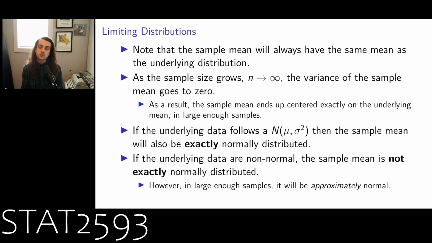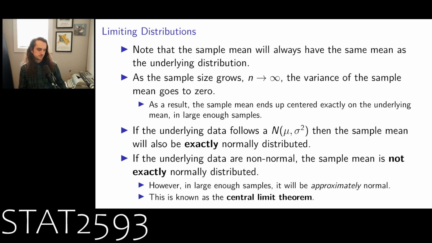In terms of what that distribution actually looks like, if the data are normally distributed to begin with, then the sample mean is going to be normally distributed no matter the sample size. If the data are not normally distributed to begin with, then as long as our sample size is big enough, it's going to behave as though it is normally distributed. That result is what we call the central limit theorem, and it's one of the most important results in statistics. It simply says that as you increase your sample size more and more, the sample mean is going to behave as though it came from a normal distribution.